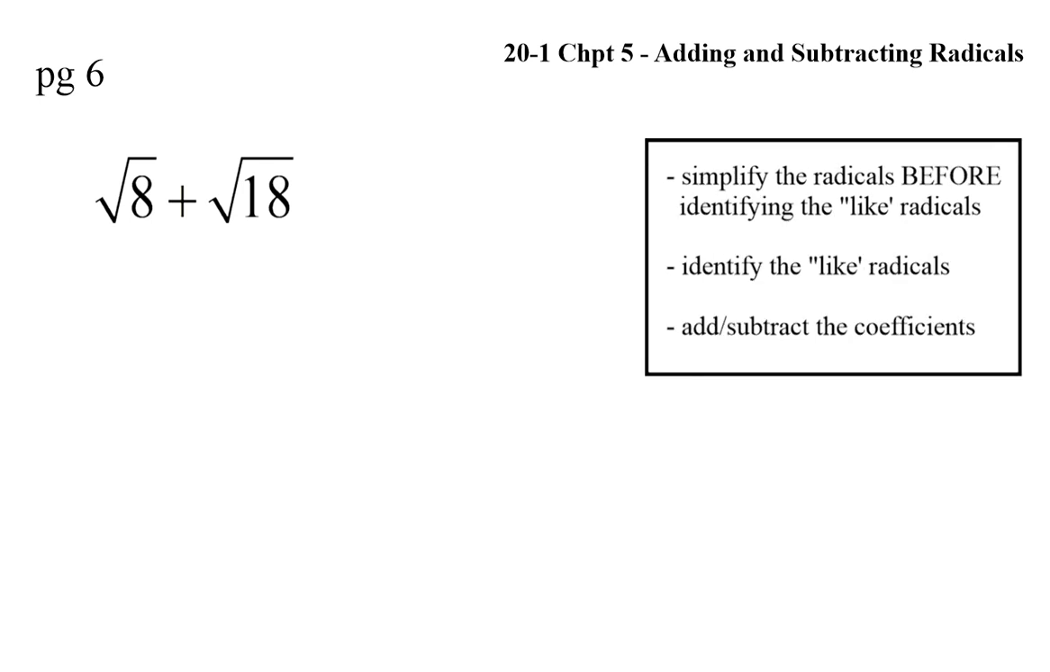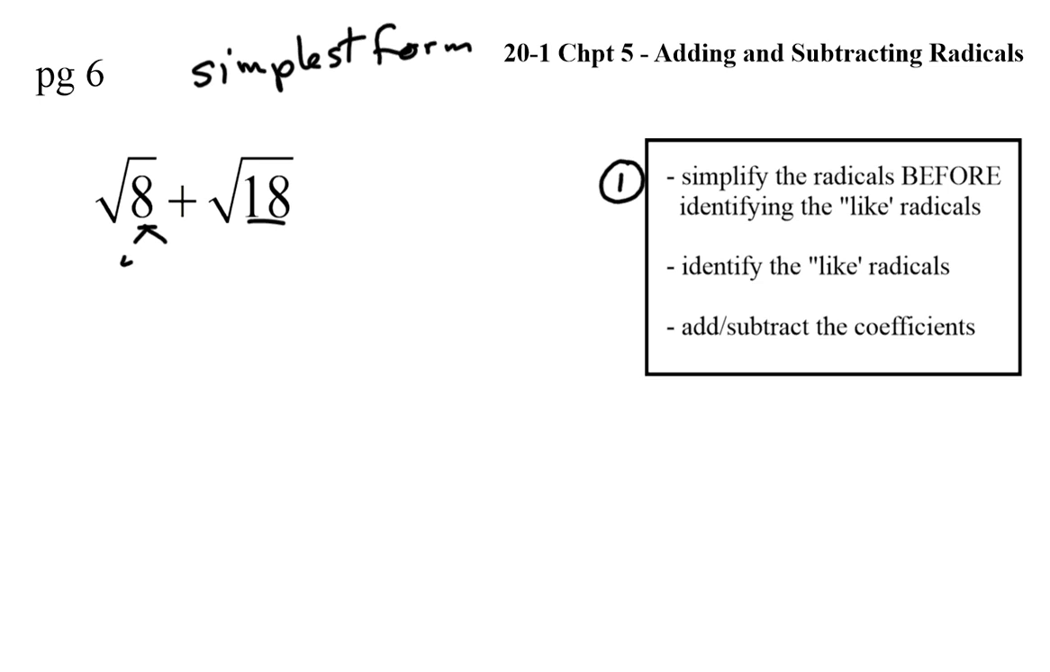Well, let's add a step for number 1: let's simplify the radicals before identifying. Make sure the radicals are in simplest form. Make sure that our radicands are as small as possible, because if our radicands are as small as possible, we might have like radicals when we didn't even know it.